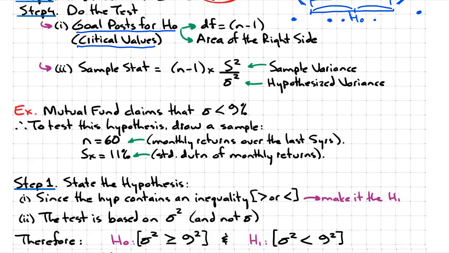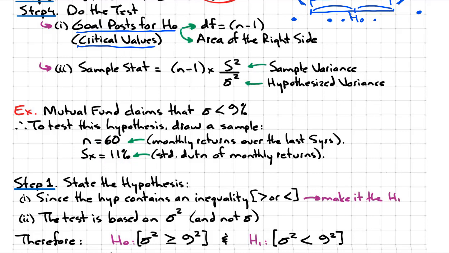Let's have a look. A mutual fund claims that the standard deviation of their performance is less than 9%. And again, remember, standard deviation represents the dispersion of individual returns around the mean. So it's a measure of risk. To test this hypothesis, the analyst draws a sample, and in the sample there's 60 monthly observations. So that's 12 months times 5 years. That's where you get 60 months worth of return data. And the standard deviation of those 60 observations was 11%.